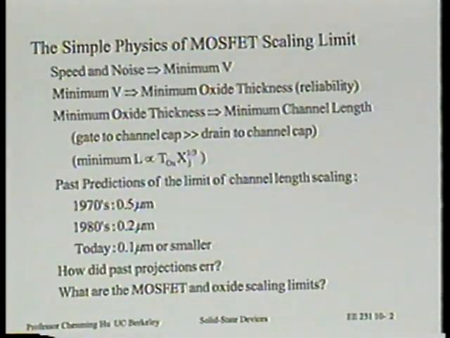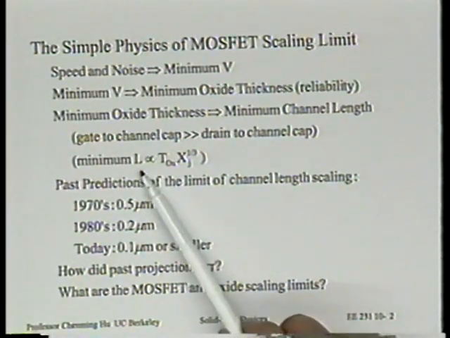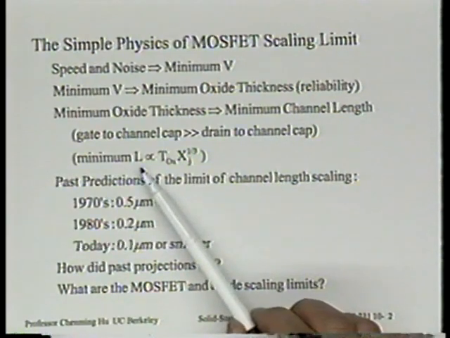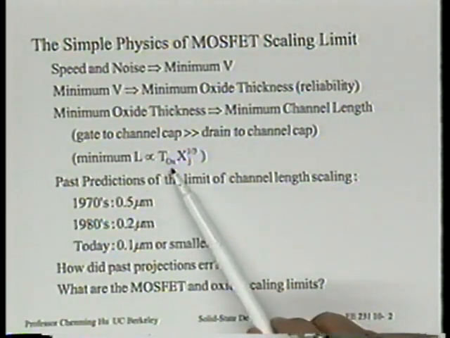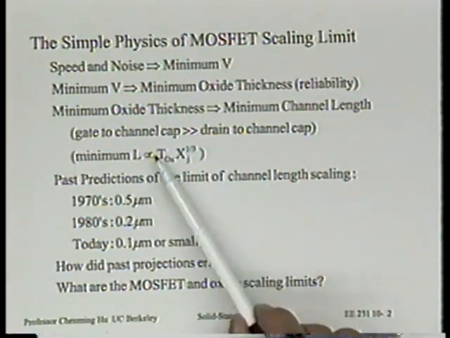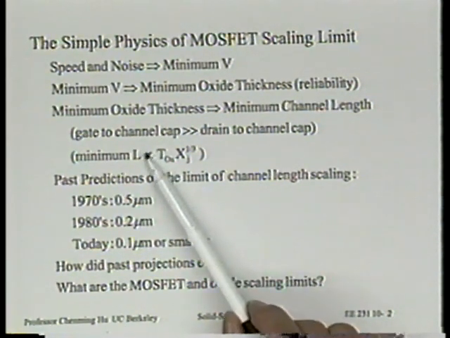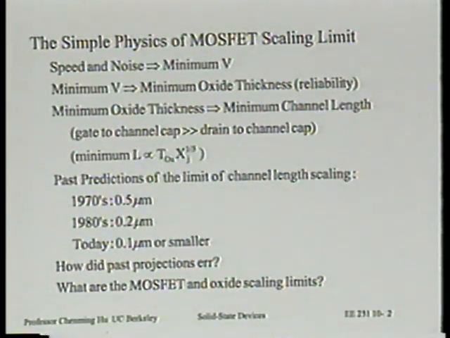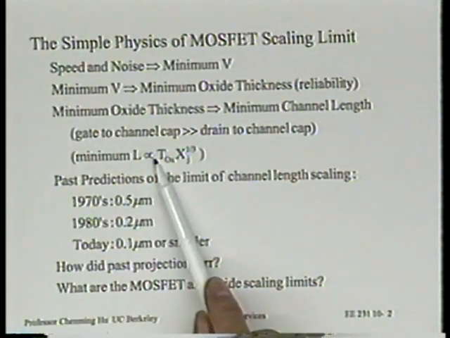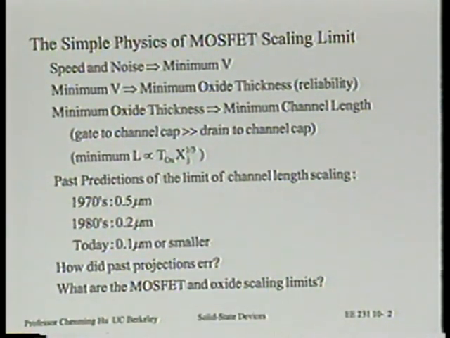So for example, if we combine this discussion with what we just talked about in the last slide, minimum channel length will be proportional to Tox and Xj 1/3. In fact, we even know the number here. If we replace this with an equal sign, I'll leave that as an exercise for you. You should be able to come up with a number here, not just the proportionality. Is that right? Okay.